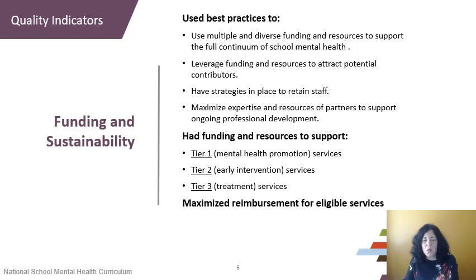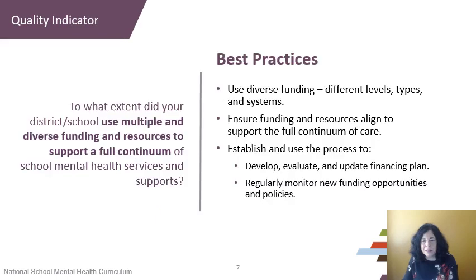This is a list of the quality indicators for the funding and sustainability domain. For each of these indicators, we will discuss best practices, resources, and helpful tips. The first quality indicator to consider is to what extent did your district or school use multiple and diverse funding and resources to support a full continuum of school mental health services and supports.